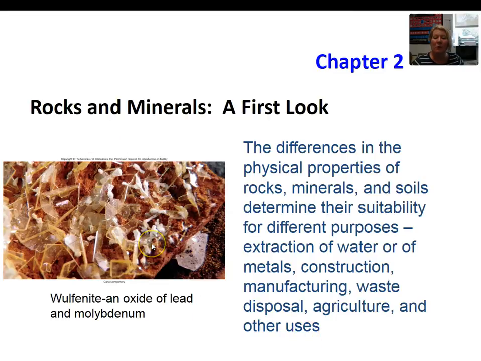Here we see the mineral wulfenite. That is an oxide of lead and molybdenum. Do you know what lead and molybdenum are used for? You should Google that and find out.